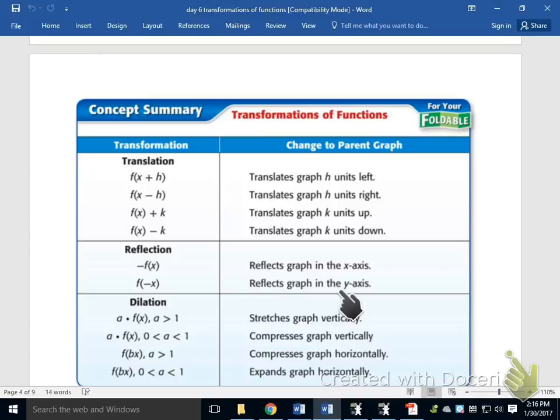That's going to come later with our cubic function, so you're not going to see that really happening right now. When the entire function's been multiplied by a dilation factor, it gets stretched or compressed vertically. If only x is getting multiplied, that's a little different. It's getting compressed or expanded horizontally. But notice that this is flipped. If the value is greater than 1, that's compressing it horizontally instead of stretching it like it does vertically.